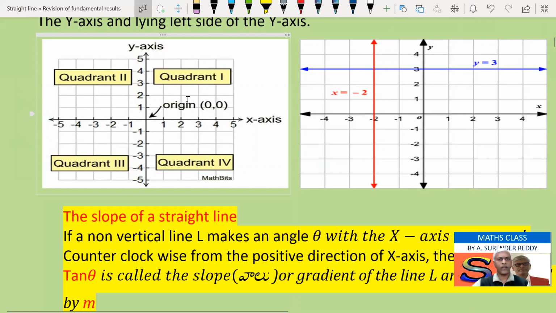We call them as quadrants. This is first quadrant, second quadrant, third quadrant, fourth quadrant. So the coordinate axis divides the plane into four quadrants.